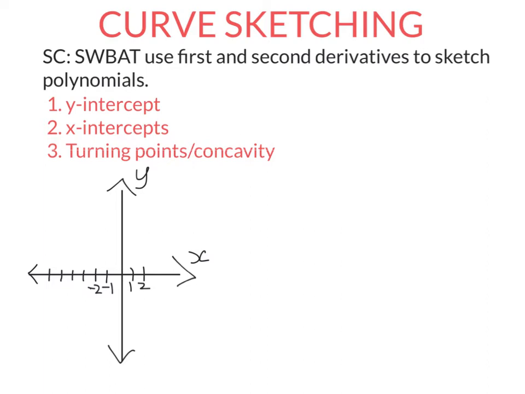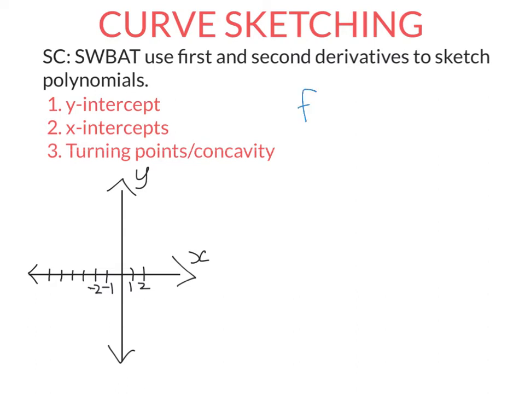Now, you can use your graphics calculator to help you. You can use your graphics calculator to get the x-intercepts and the y-intercept, and you can use it to tell you the answers for number 3, but you will need to be able to show and justify your working out why the turning points are what they are.